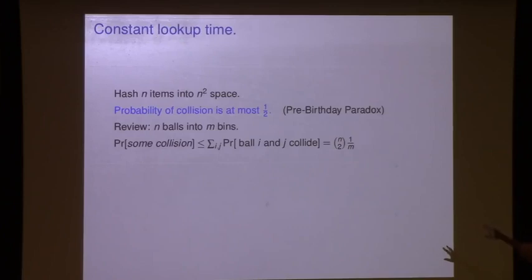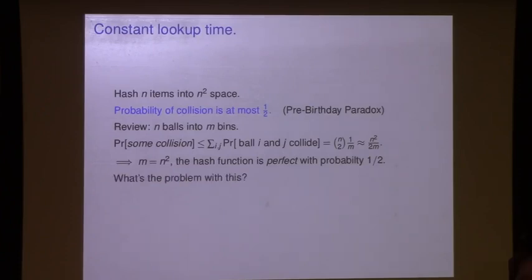pair of balls, i and j, that they collide. They pick the same bin. Does the n choose 2 balls? This is the union bound. So I'm just, the n choose 2 is replacing the sum, and the 1 over m is replacing the probability here. Okay? So it says it's at most that, which is roughly n squared over 2m, which is roughly a half when m is 2n squared. Okay?